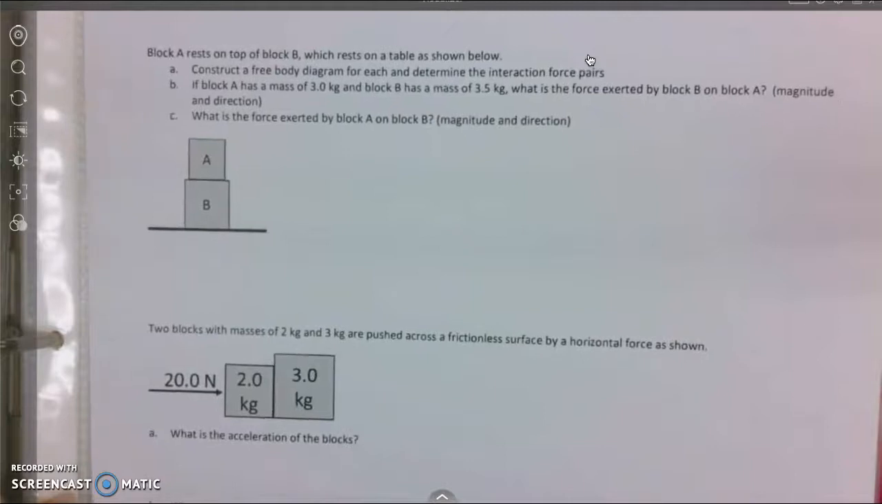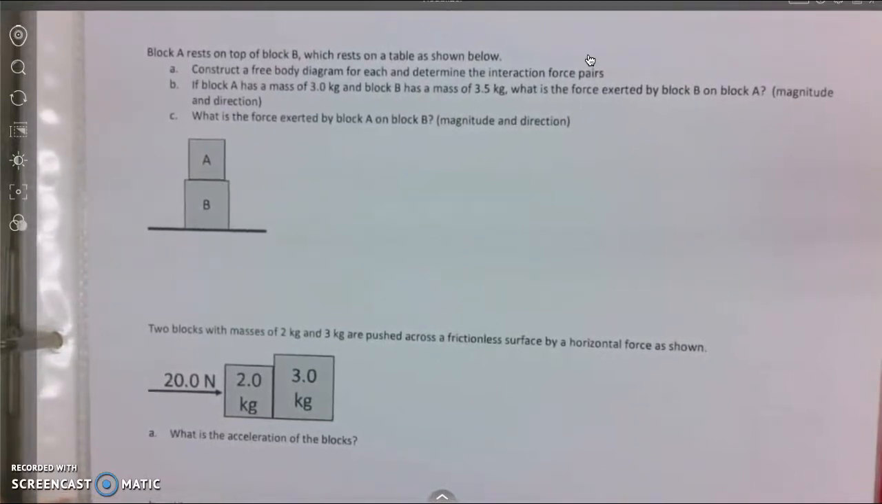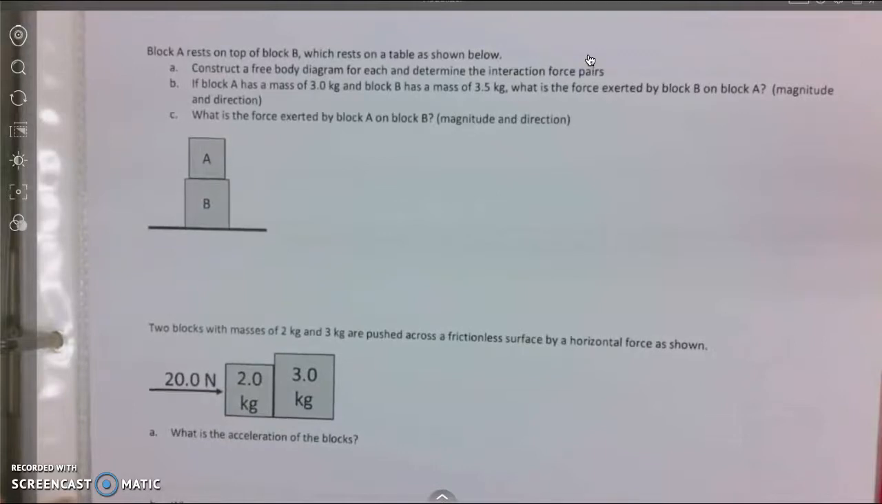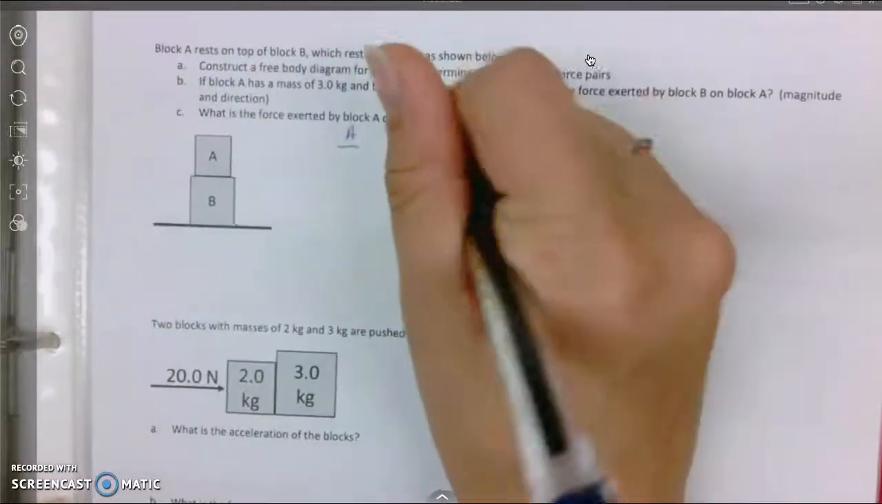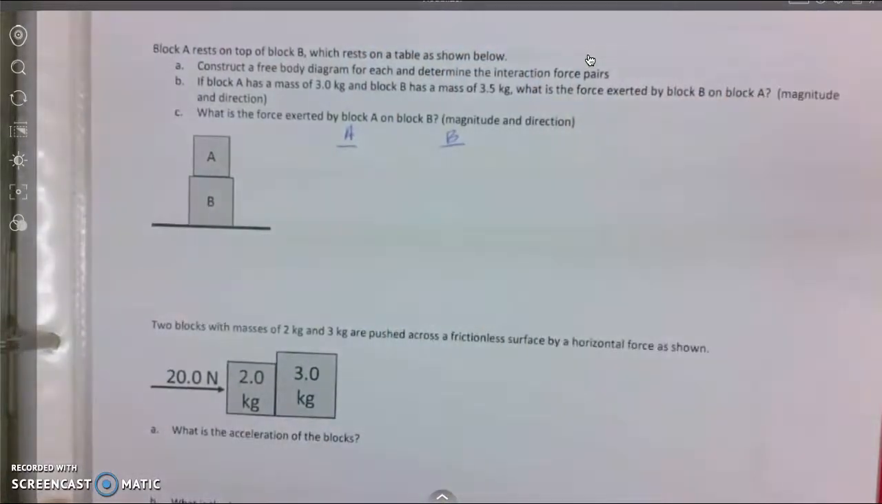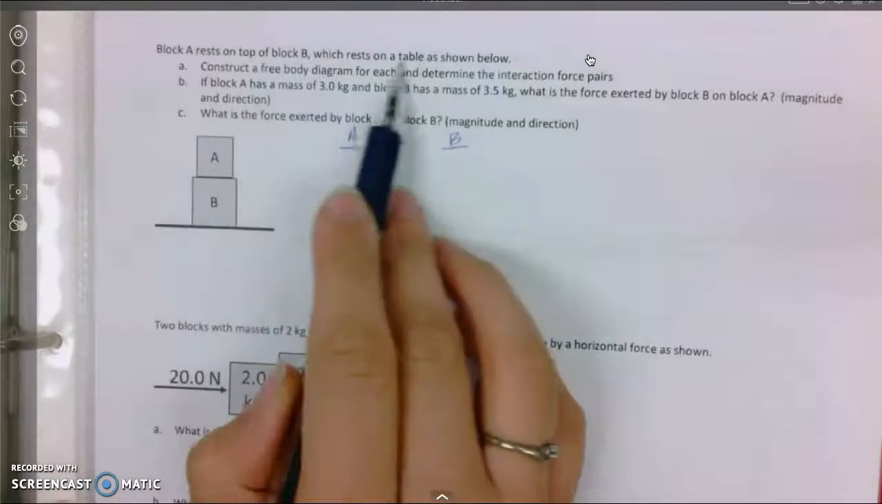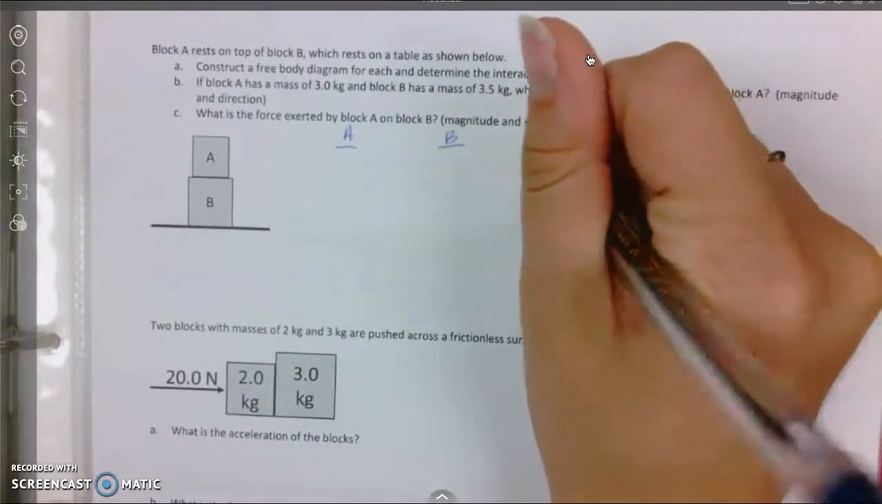Okay, block A rests on top of block B, which rests on the table as shown below. Construct a free body diagram for each and determine the interaction force pairs. Okay, we'll start with that. So we have A, and then we have B, and then what are they calling? Rest on a table, so maybe then we'll say table.